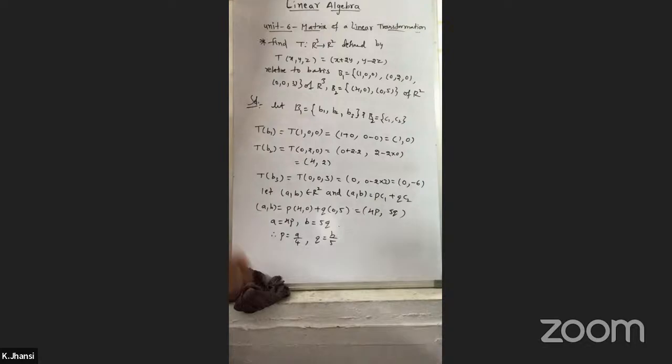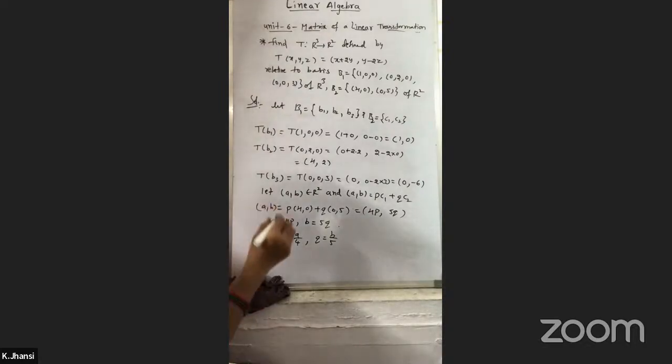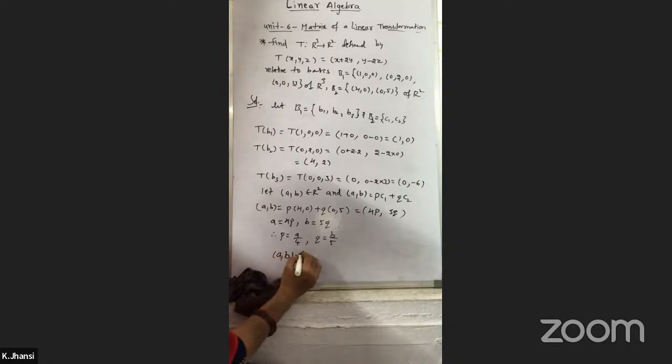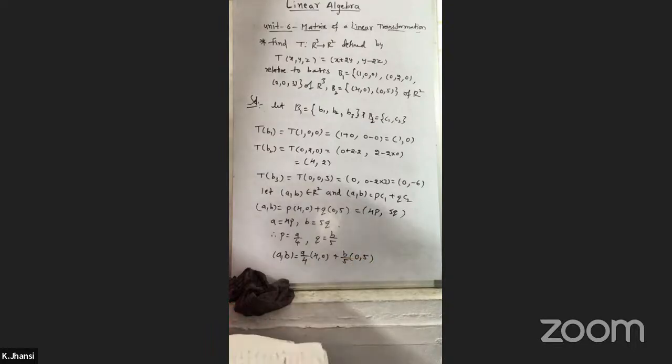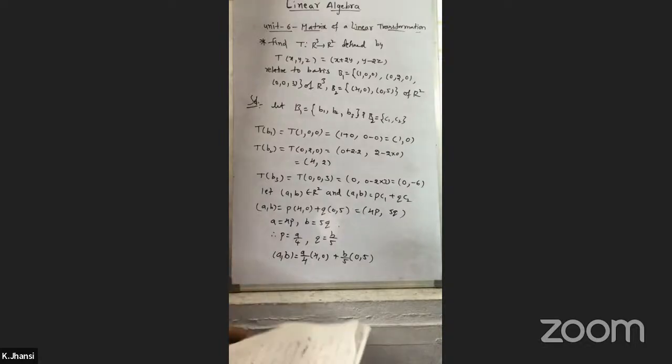When you substitute here, what will happen? (a, b) equals a by 4 into C1, where C1 is (4, 0), plus the q value b by 5 into (0, 5). Now with the help of this relation, we have to find the matrix of the linear transformation.